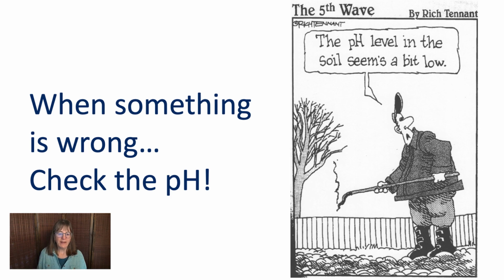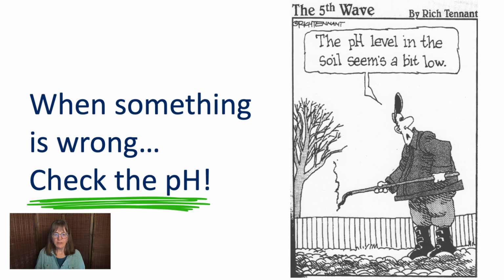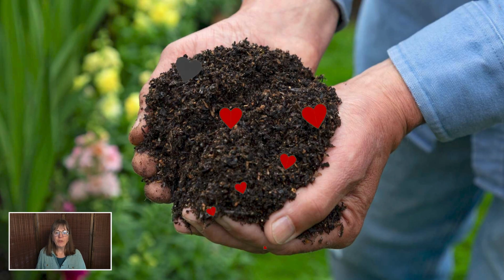The bottom line, if something's not quite right in your garden, check your soil pH and make adjustments when needed. And what's the easiest way to make those adjustments? With compost.